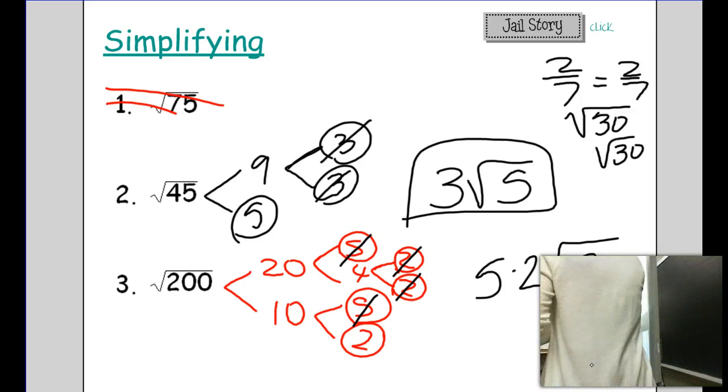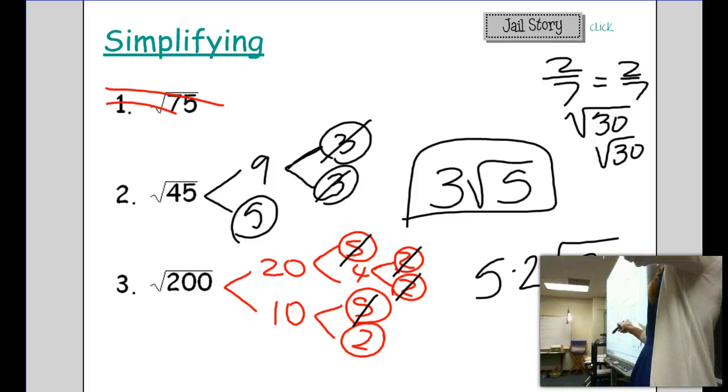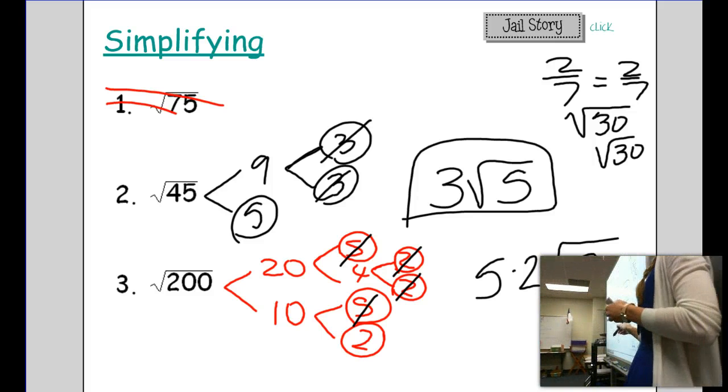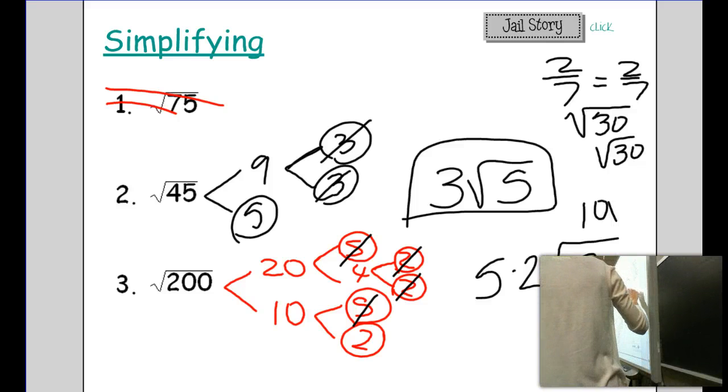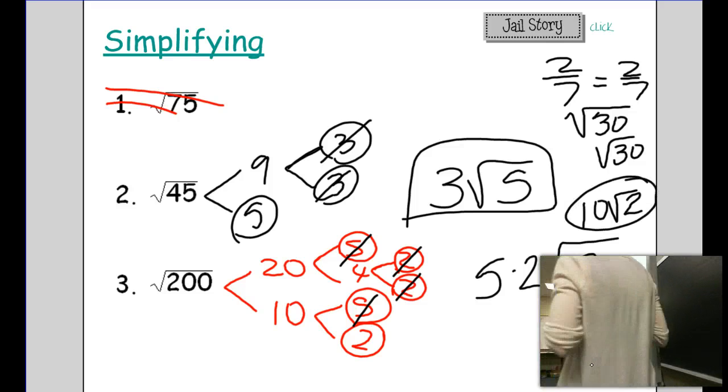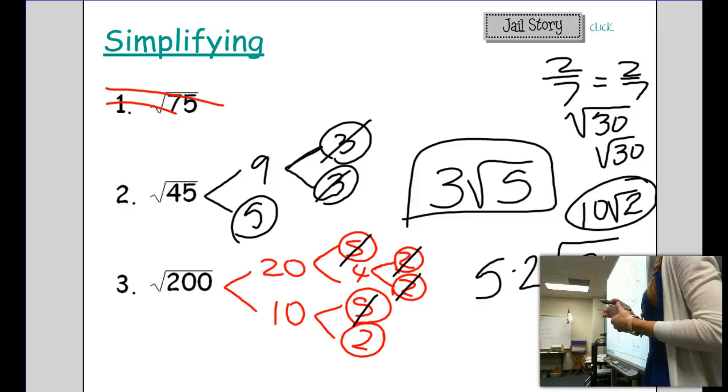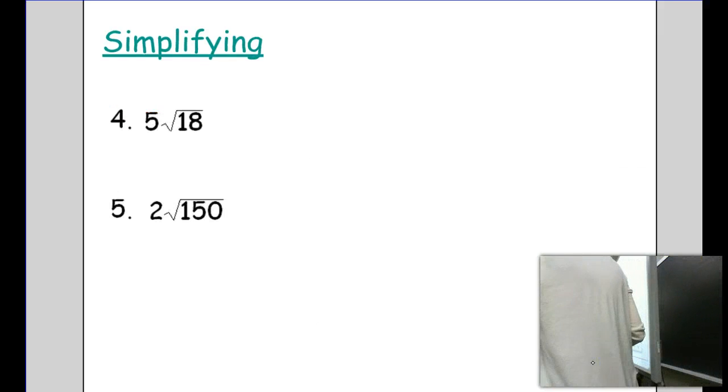Got it. What is this final answer? You can't say 5 times 2 root 2. You need to simplify it. What is it? 10 root 2. 10 root 2. So the answer to number 3 is 10 root 2. Keep going.